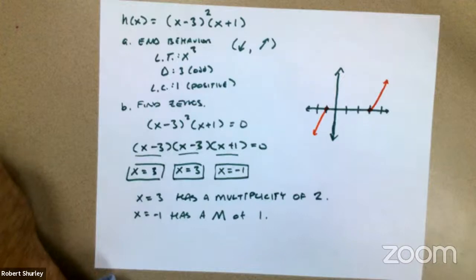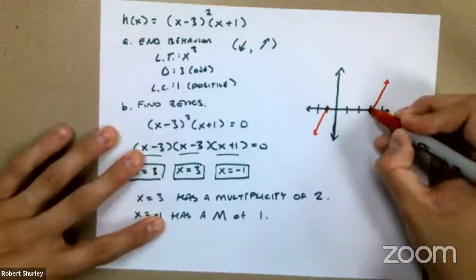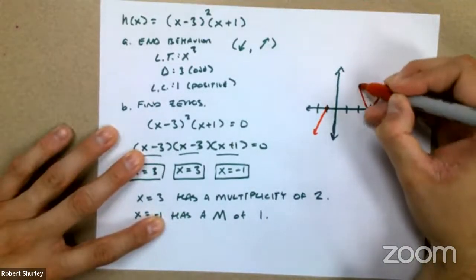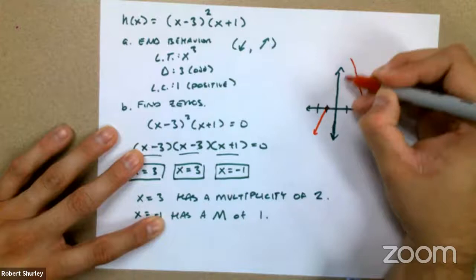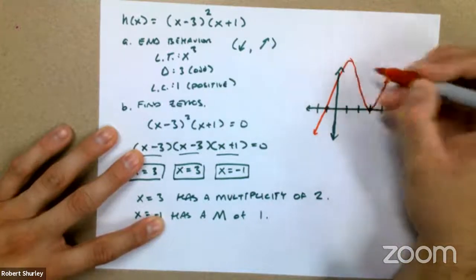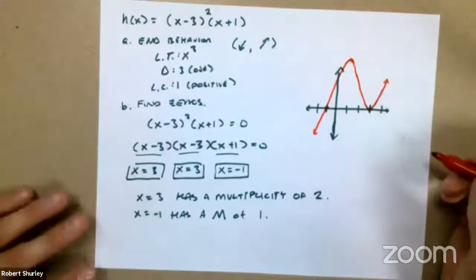Hold on. It uses the word touches. It touches the x-axis. Boom. And it comes right down. Remember, the y-intercept was way up here somewhere, so we'll do something like that. It looks something like that.